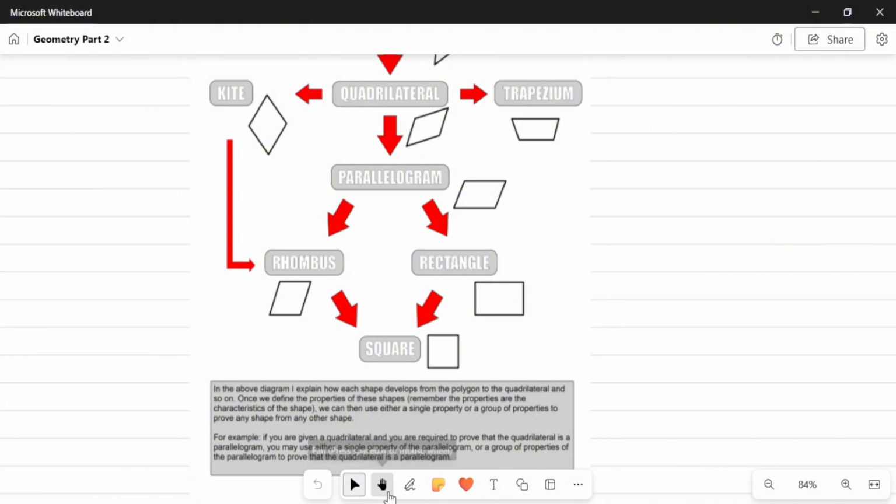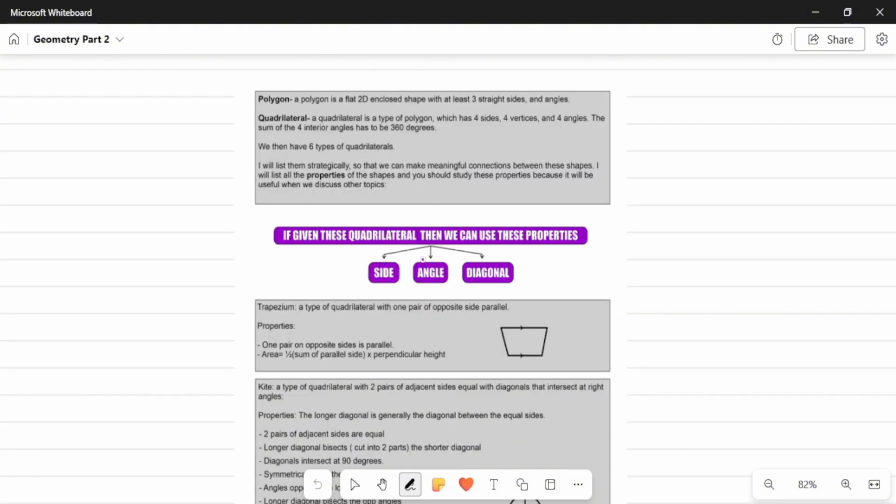Right, so let's move on. Let's define all of this terminology so we can move forward. A polygon is a flat 2D enclosed shape with at least 3 sides and angles. So it must have at least 3 sides and angles.